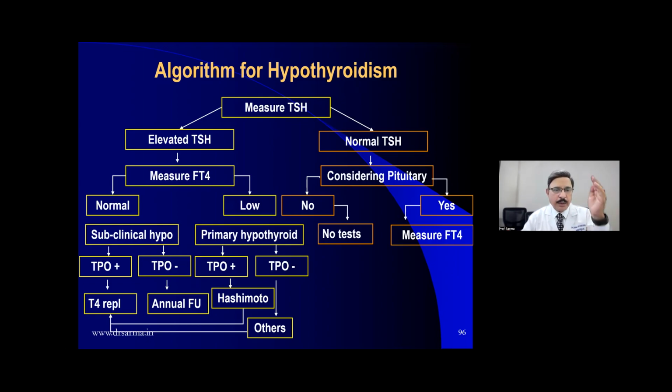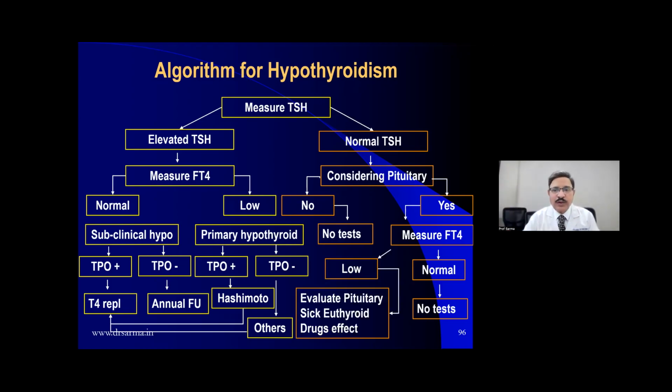about secondary hypothyroidism. Then measure the FT4. If FT4 is normal and TSH is normal, nothing is needed. That means no tests are needed. If the FT4 is lower, but the TSH is normal or elevated or depressed, that means it is primary hypothyroidism, secondary pituitary hypothyroidism, sick euthyroid, or the patient is taking Eltroxin.